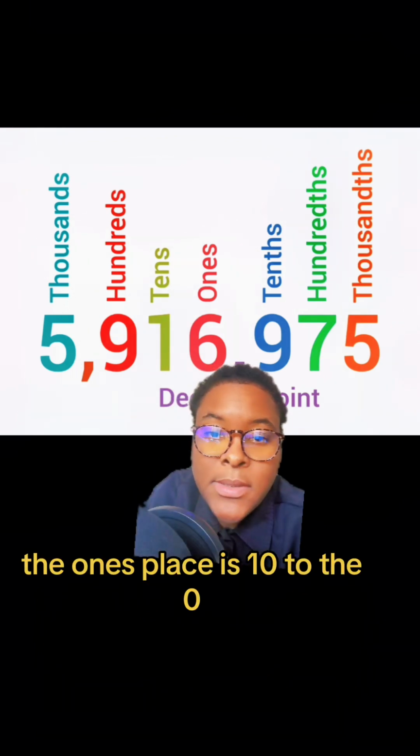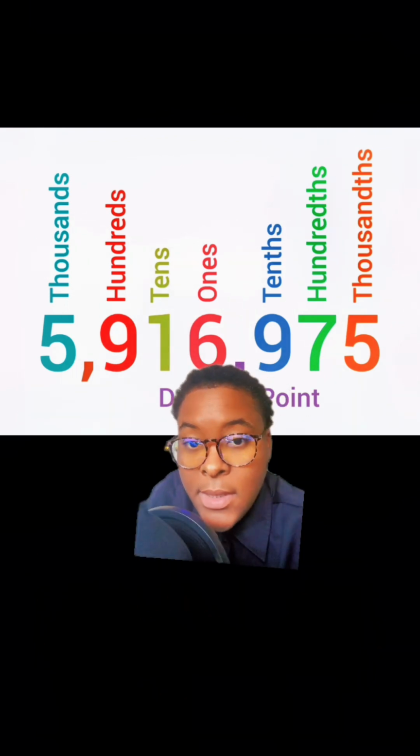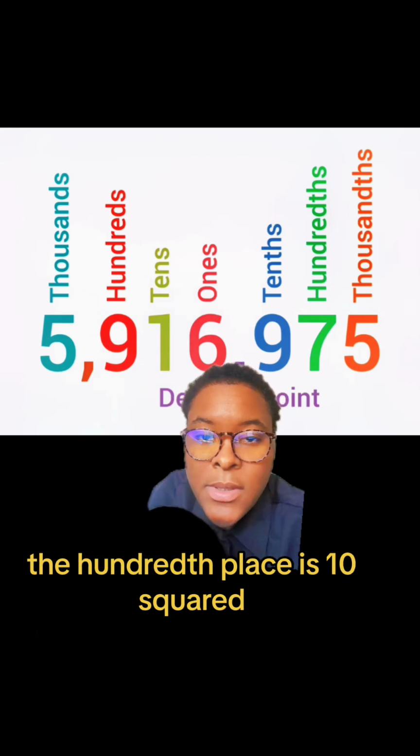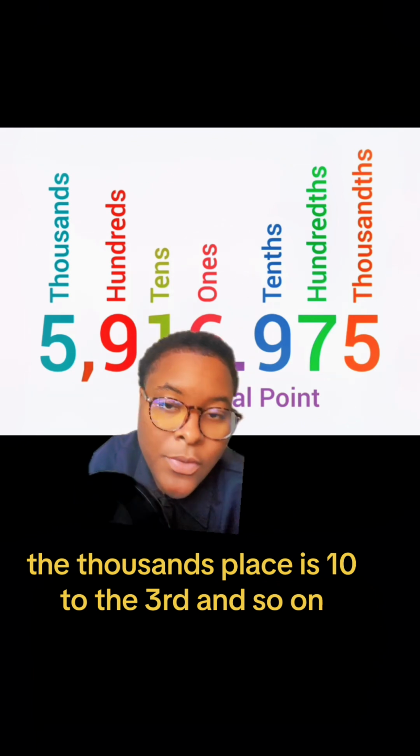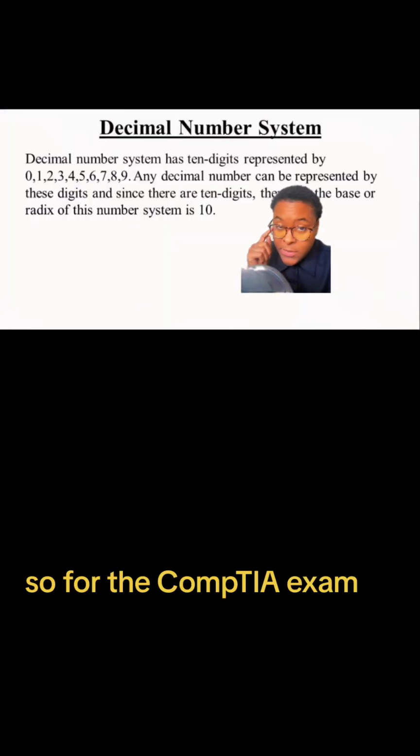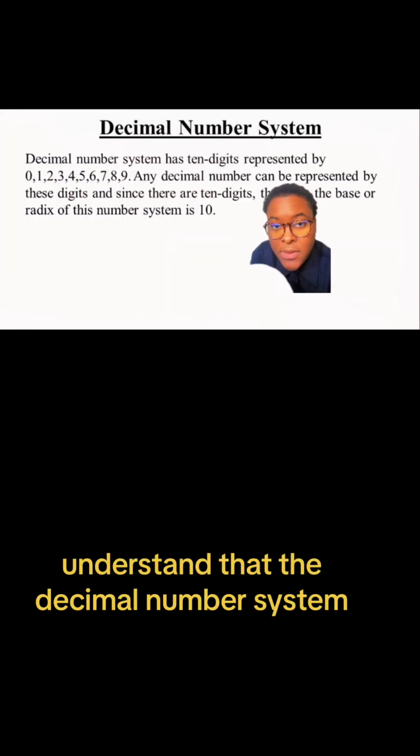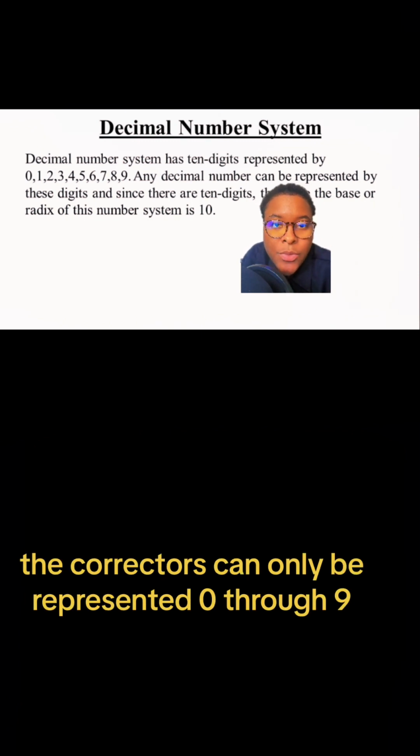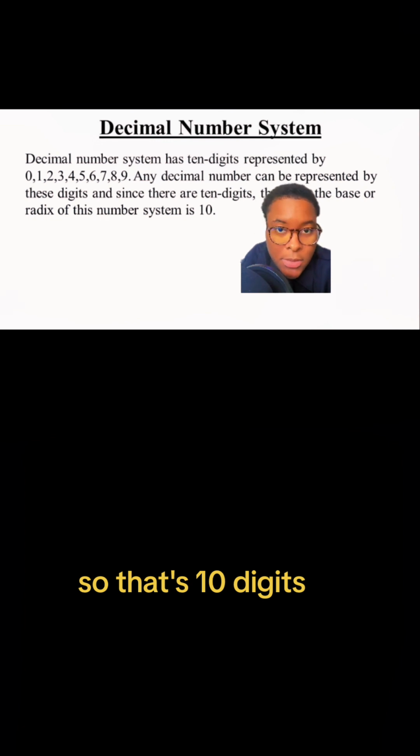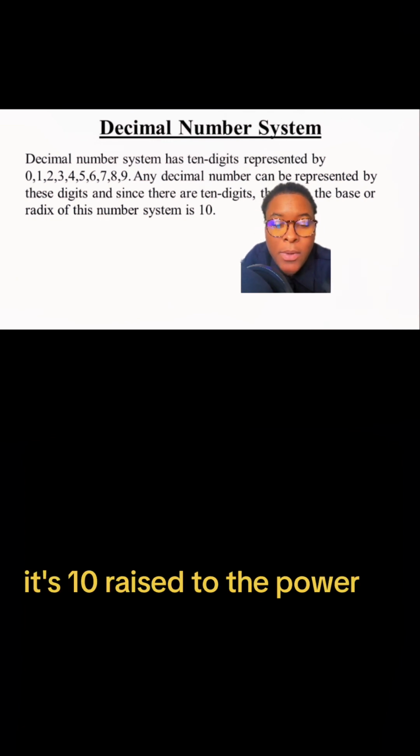The ones place is 10 to the 0. The tens place is 10 to the 1. The hundreds place is 10 squared. The thousands place is 10 to the third, and so on. So for the CompTIA exam, understand that the decimal number system then is base 10. The characters can only be represented 0 through 9. So that's 10 digits. It's base 10. It's 10 raised to the power.